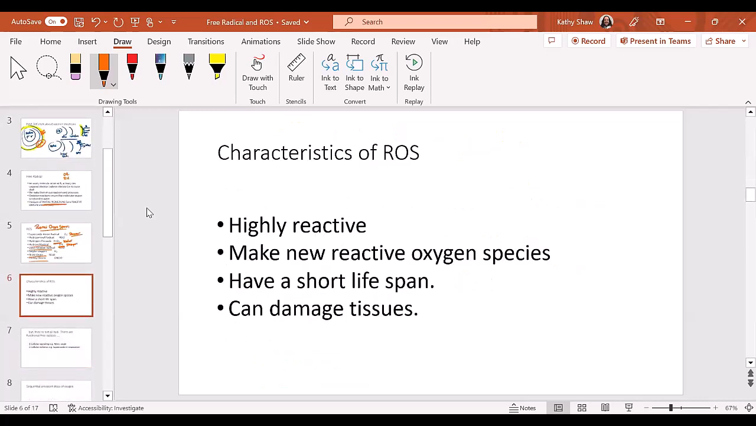Okay, so we have some characteristics of these reactive oxygen species. They're highly reactive. No kidding there, that's kind of implied. They make new reactive oxygen species, and that's really where one of the damaging effects comes from. One makes another, and they can get into these chain reactions. They have a short lifespan, a characteristic, but not too meaningful. They can damage our tissues. That's the whole problem with them, and really why we're talking about them.